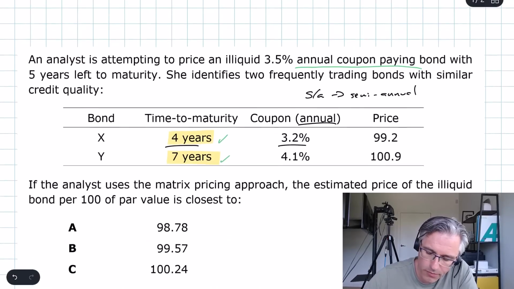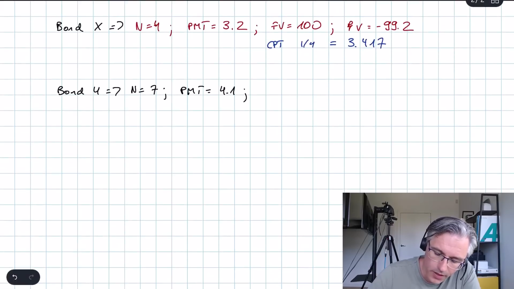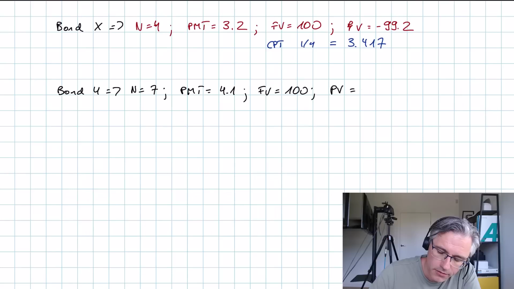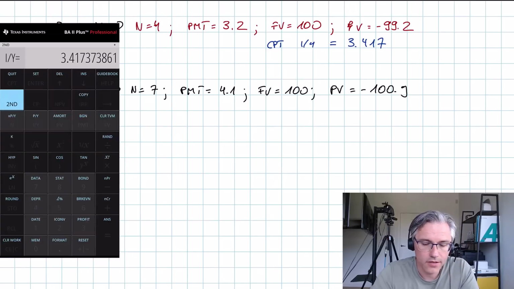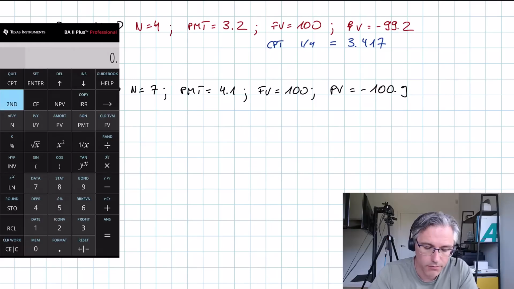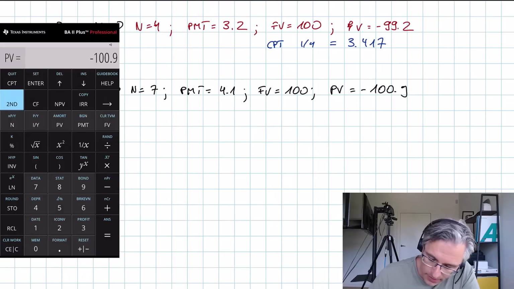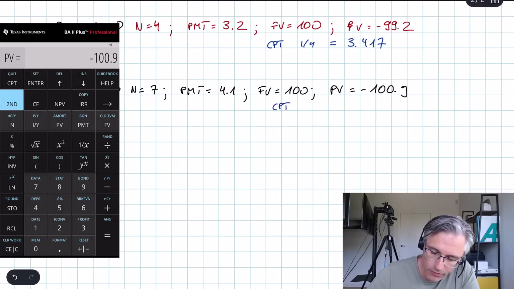Okay, what else? We've got a price of 100.9. So first FV equals 100, but then PV equals negative 100.9. Okay, let's clear the time value of money worksheet and work with this data again. 7 for N, 4.1 for PMT, 100 for FV, and negative 100.9 for PV. And again, let's compute I over Y.